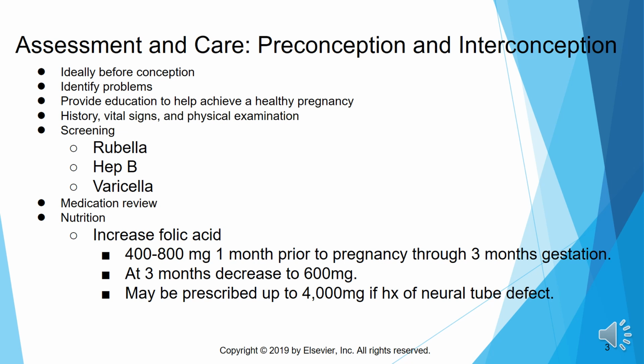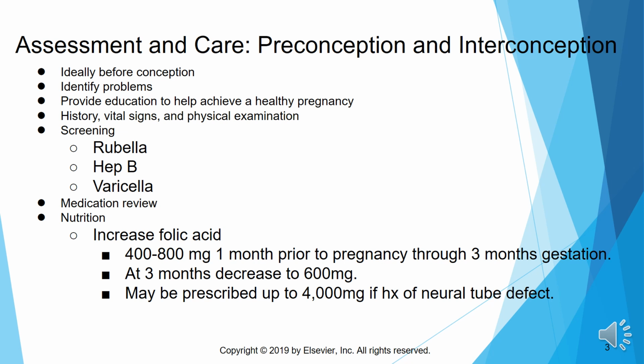So, nutrition. Preconception, it's really good to have them increase their folic acid. If they already get pregnant, we want to increase their folic acid as soon as they know they're pregnant, but preconception is always best. So 400 to 800 milligrams for a month prior to pregnancy, and then through 3 months gestation. After 3 months, we decrease them to about 600 milligrams. So basically, they should be just taking a prenatal prior to getting pregnant. If you're trying to conceive, you should be taking a prenatal.